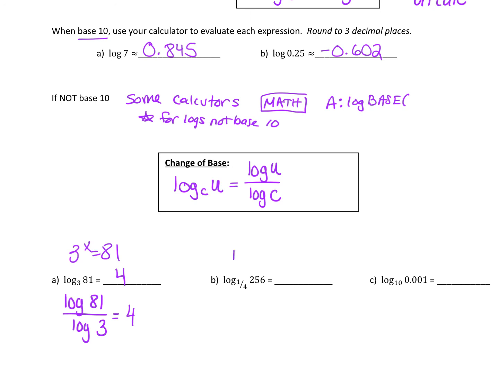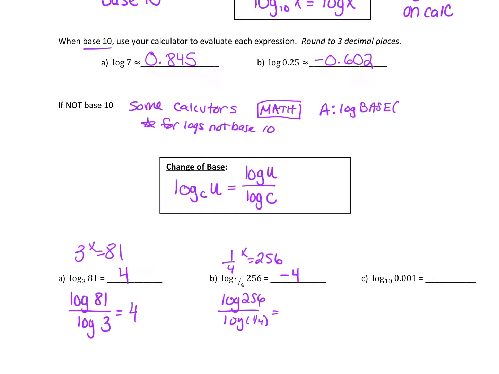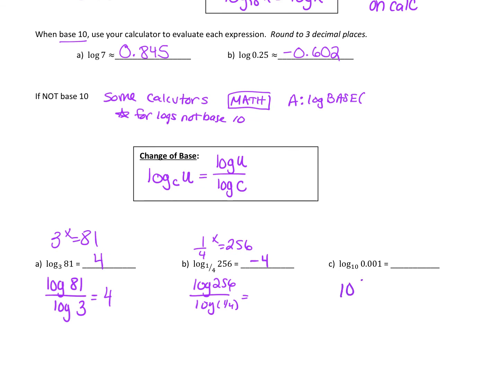Now, this is a little bit harder because it's saying 1/4 to what power is 256. That one's a little bit trickier. So let's do log of 256 divided by log of 1/4, and we're going to end up getting negative 4. So if I check that, 1/4 to the negative 4 power would give me 256. Now this is 10 to some power is going to equal 0.001. Again, that's a little bit trickier, so let's do log of 0.001 divided by log of 10, and I would get negative 3.